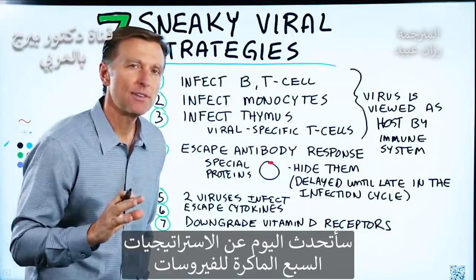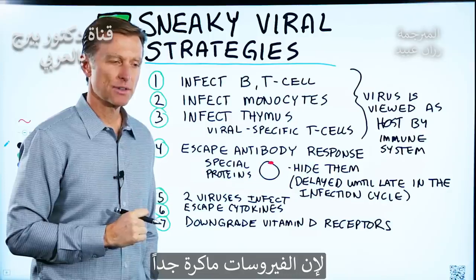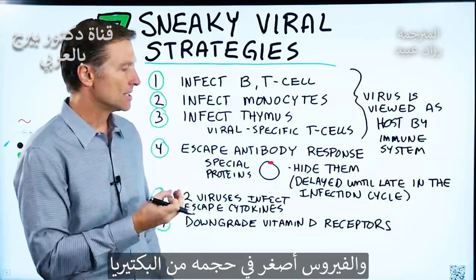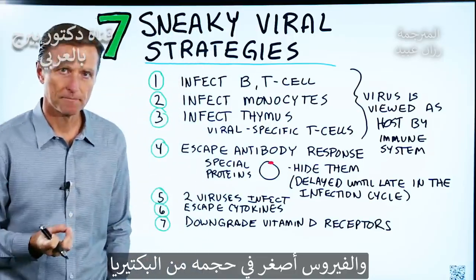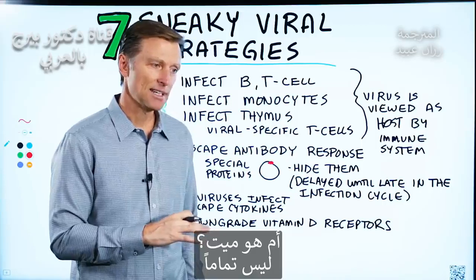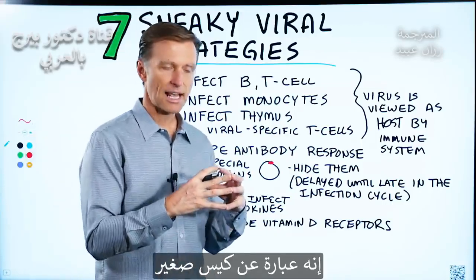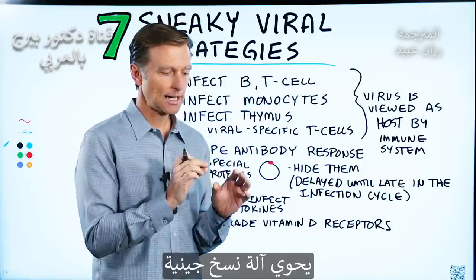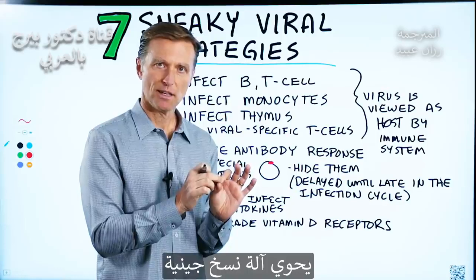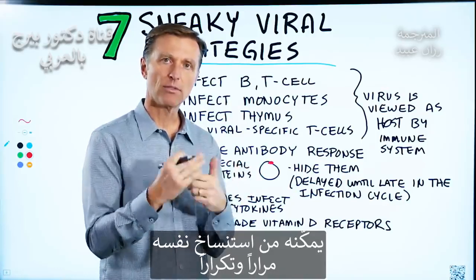Let's talk about the 7 sneaky viral strategies. Now, these viruses are very, very devious, and a virus is much smaller than a bacteria. Now, are they alive? Not really. Are they dead? Not really. It's one of those things where you have this little sack with this tiny little copy machine in here. It's like a genetic copy machine that has the ability to copy itself over and over and over.